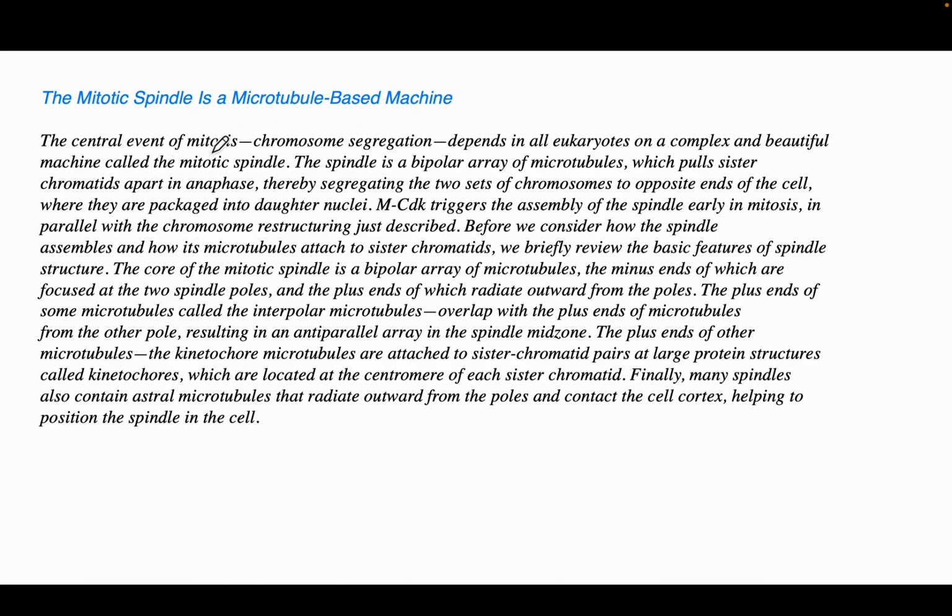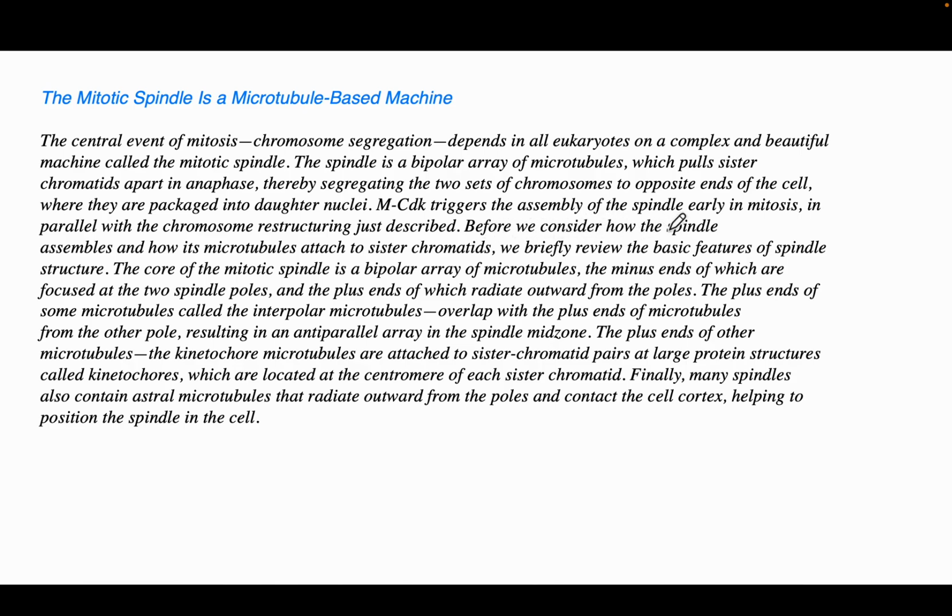The central event of mitosis, that is chromosome segregation, depends in all eukaryotes on a complex and beautiful machine called the mitotic spindle. The spindle is a bipolar array of microtubules which pulls sister chromatids apart in anaphase, thereby segregating the two sets of chromosomes to opposite ends of the cell, where they are packaged into daughter nuclei. mCDK triggers the assembly of the spindle early in mitosis in parallel with the chromosome restructuring just described.